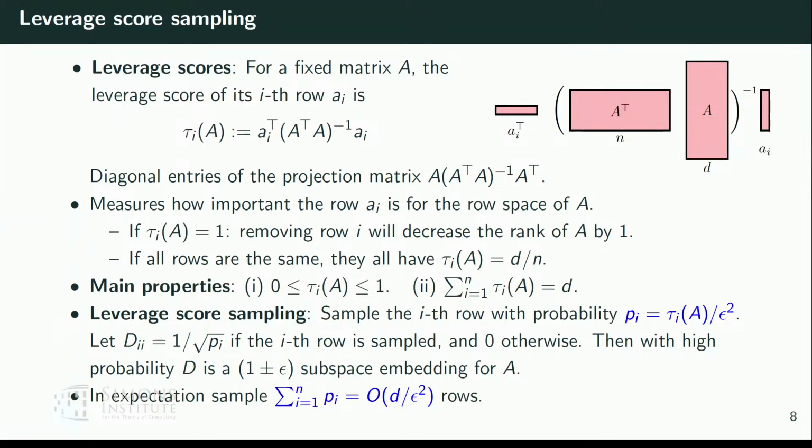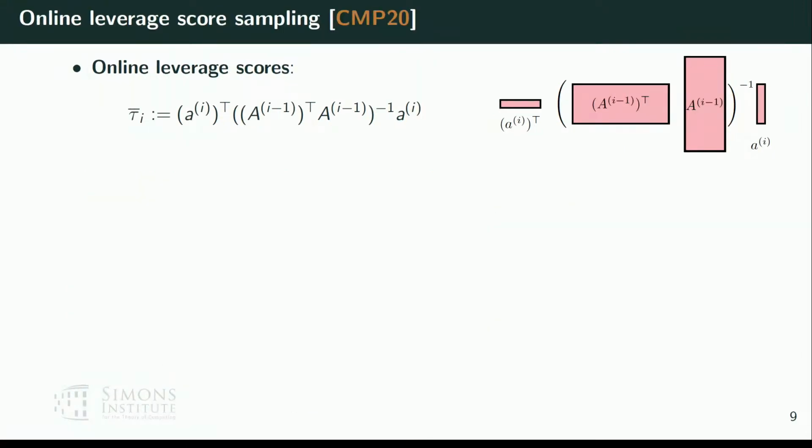Okay, and because we're sampling with probability proportional to the leverage score, and we know the sum of the leverage scores is d, in expectation we will sample roughly d over epsilon squared rows. Are you missing a log n also? Yeah, there's a log n somewhere. Sorry, I should write O-tilde here. Yeah, so with high probability, there should be a log 1 over delta dependence if we want failure probability delta.